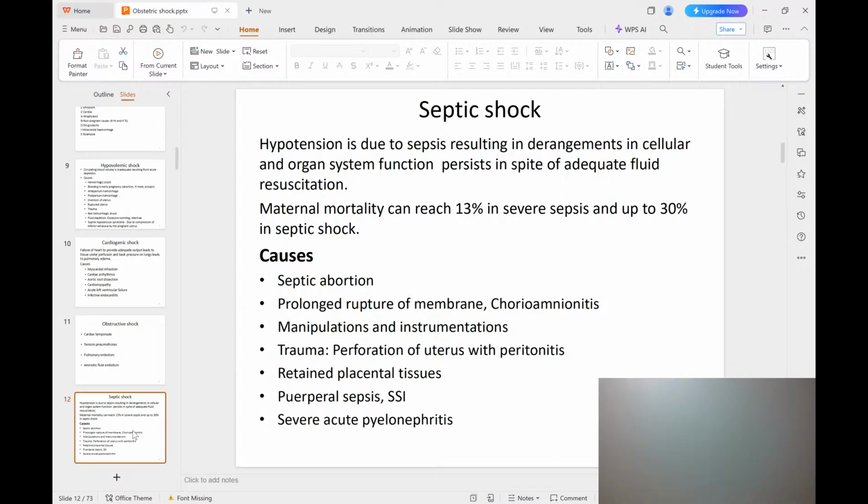So the causes are septic abortion, prolonged rupture of membrane leading to chorioamnionitis, manipulations and instrumentations, trauma causing perforation of uterus with peritonitis, retained placental tissues, puerperal sepsis, surgical site infection, and severe acute pyelonephritis.